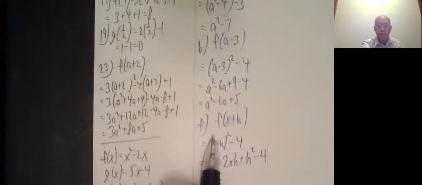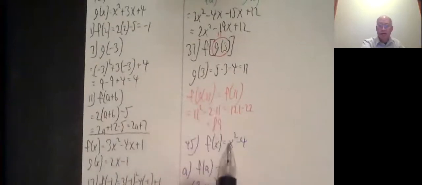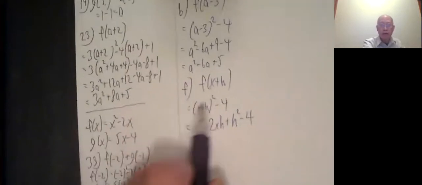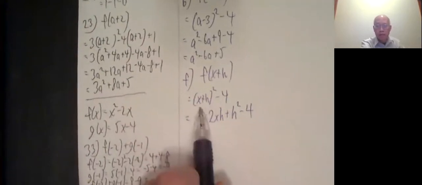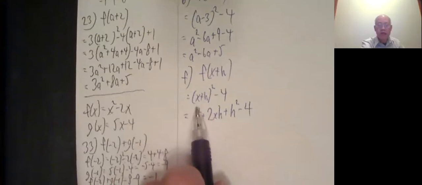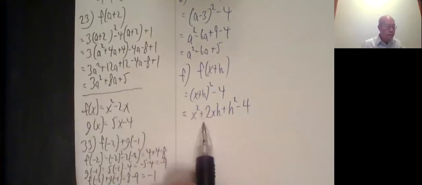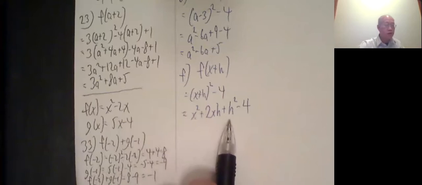Okay. F of x plus h means put x plus h. Erase that x, put x plus h, square it, subtract 4. So x plus h times itself, x plus h times x plus h, x squared plus 2xh plus h squared minus 4. Right? So these are notes for section 3.2.